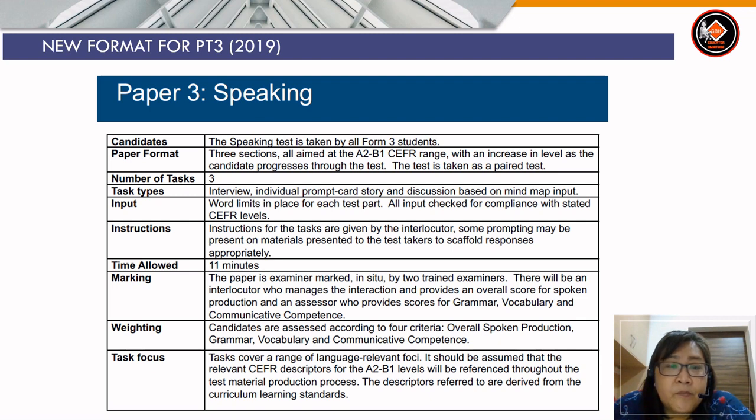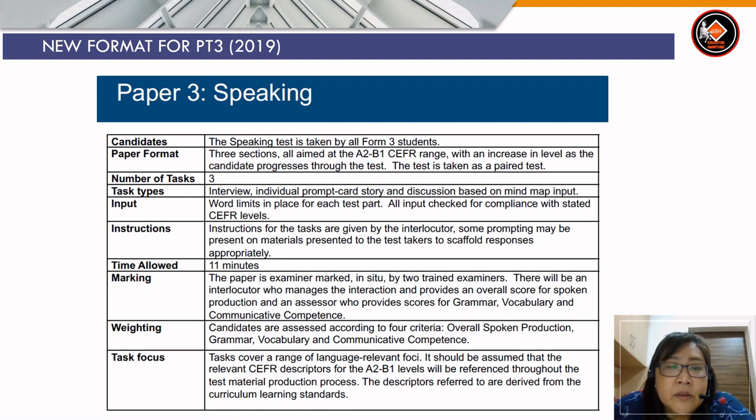Paper format, 3 sections, all aim at the A2 to B1 CEFR range, with an increase in level as the candidate progresses through the test. The test is taken as a paired test. Number of tasks, there are 3. Test type: interview, individual prompt card story, and discussion based on mind map input.